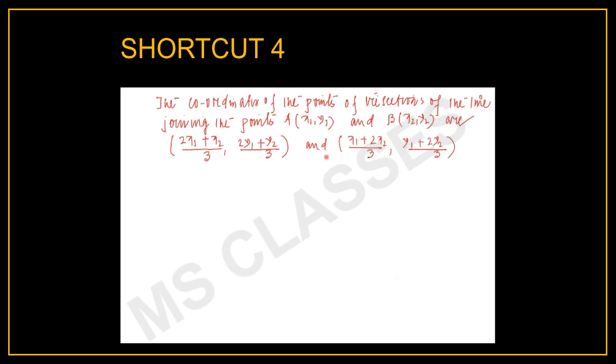And this can be obtained very easily if we apply the section formula. Then we can derive it very easily. This is A, x1, y1. This is the point B, which is x2, y2. Here we take the points of trisection as P and Q. Now, if we apply the section formula, because AP to PB is 1:2 and AQ to QB is 2:1, we can get this result very easily.